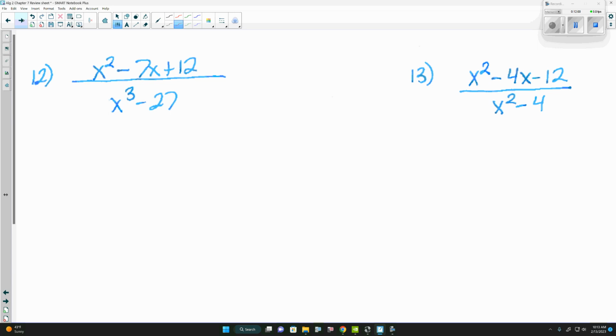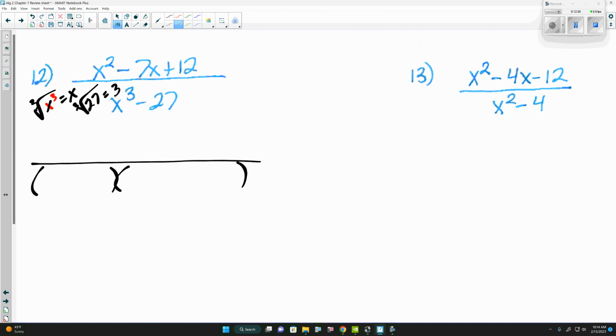So, we're looking at number 12. Again, whenever we simplify these here, we need to factor the numerator and denominator completely. So we look at the denominator. X cubed and 27 are a difference of perfect cubes. X is going to be just x. Because if we take the cube root of x to the third, we get x. If we take the cube root of 27, we get 3.